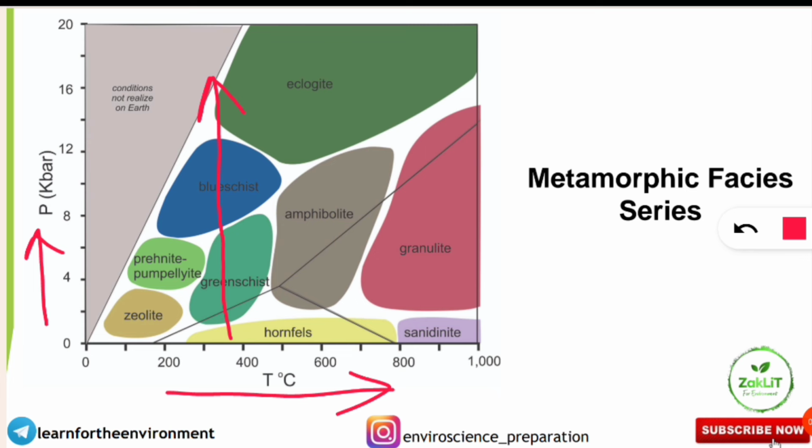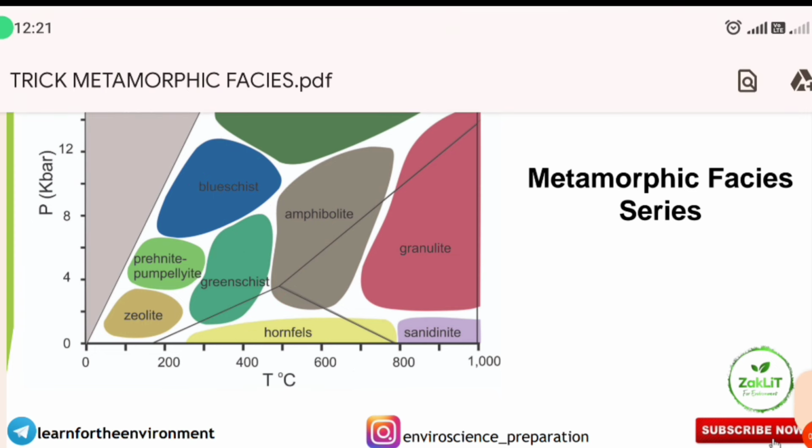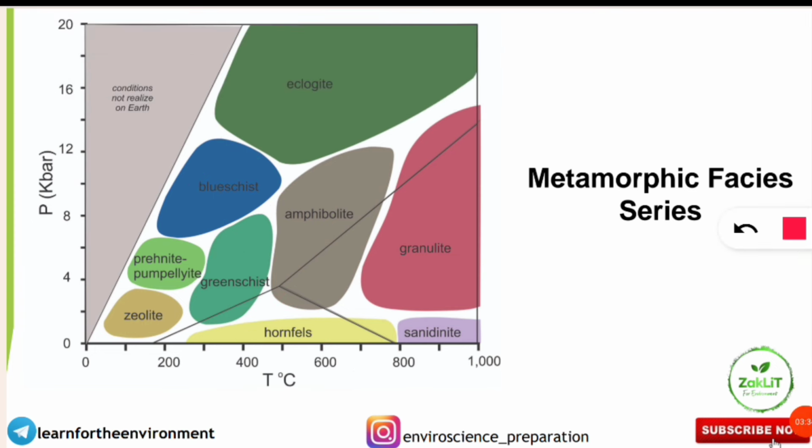For example, at low pressure, hornfels is formed. When the pressure is a little bit increased, green schist is formed. Then blue schist is formed, and then eclogite is the topmost rock, having the maximum pressure when it is undergoing metamorphism. Similarly, we can also see the effect of increasing temperature and how the mineral changes.